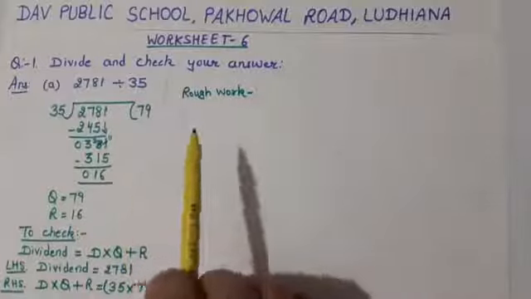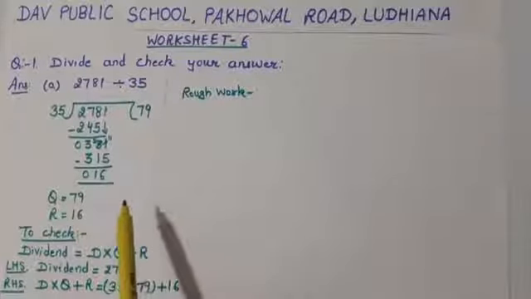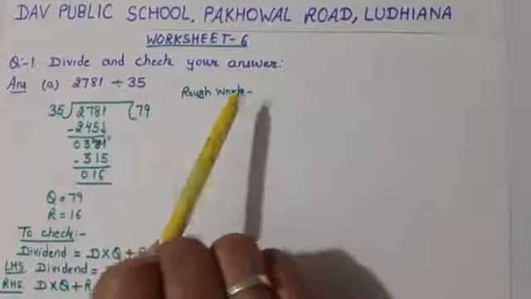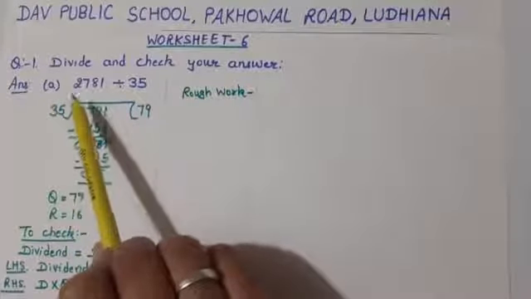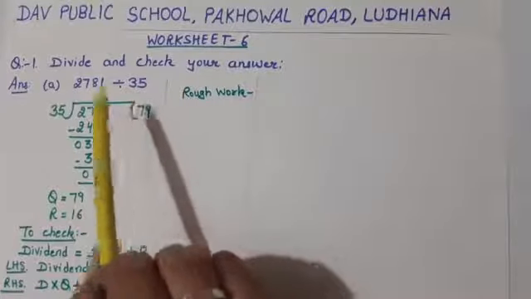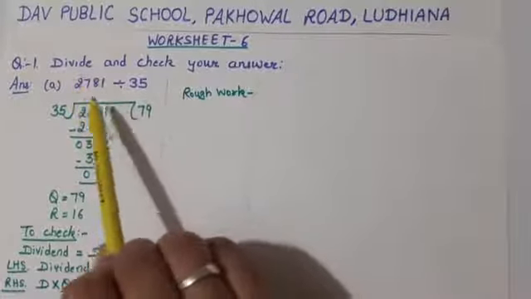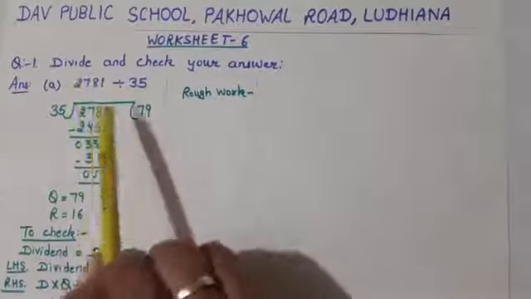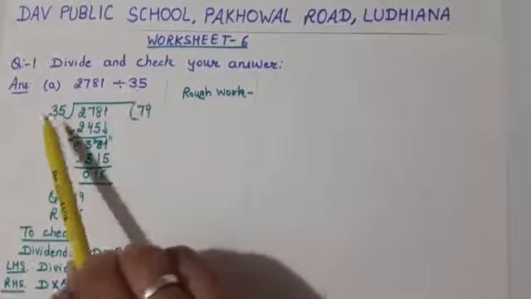Dear students, now we will start with worksheet 6. Question number 1. Divide and check your answer. A part. 2781 divided by 35. First of all, we will divide. Right? Here the dividend is 2781 and the divisor is 35.